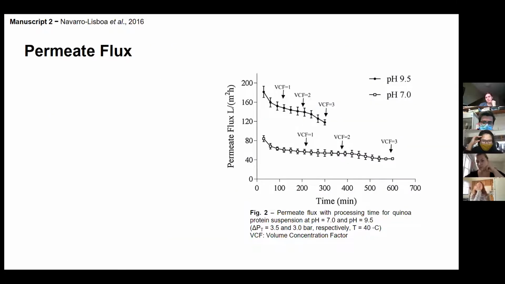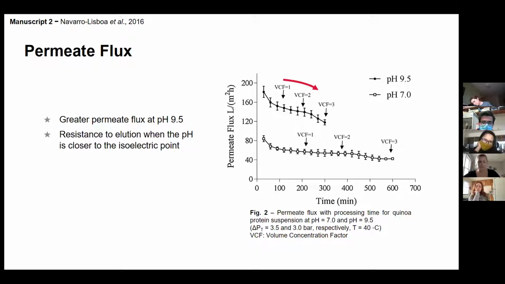But coming to the first result, this graph illustrates the permeate flux for the two different pHs. Here, the steeper curve observed at pH 9.5 showed that the permeate moves faster through the membrane at pH 9.5 than at pH 7. And the authors concluded that this may be due to the closer proximity of pH 7 to the isoelectric point compared to 9.5.